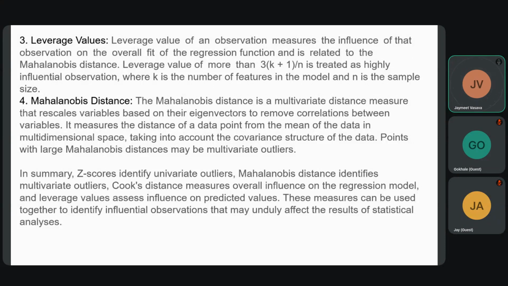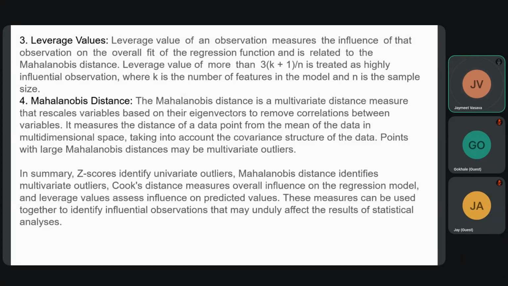And coming to the Mahalanobis distance, it is a multivariate distance measure that rescales variables based on their eigenvectors to remove correlations between the variables. It measures the distance of the data point from the mean of the data in the multidimensional space, taking into account the covariance structure of the data. Points with a large Mahalanobis distance may be multivariate outliers.